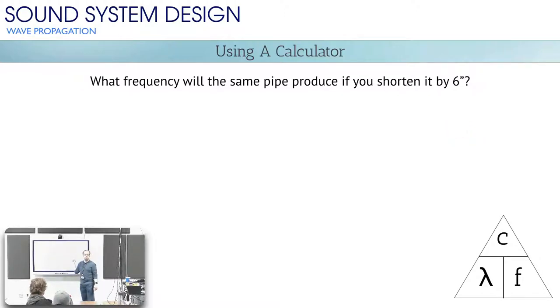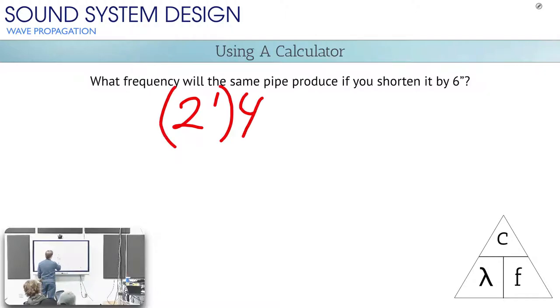Okay, same pipe. That was how long? 2.5 feet? So I'm going to say shorten it by 6 inches, and what frequency will you get? So if we take 6 inches off of it, how long is it now? 2 feet? So now it's only 2 feet, which means that whatever this frequency is going to have a wavelength that's 4 times as long. So 2 times 4 is 8. So 8-foot wavelength.